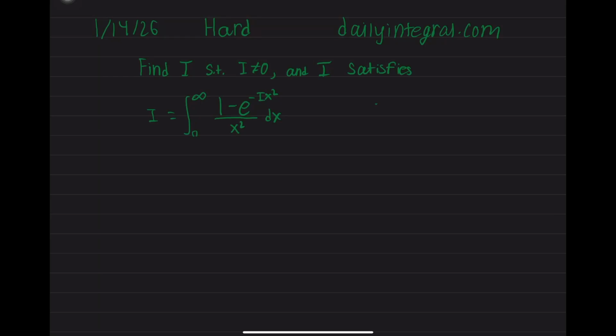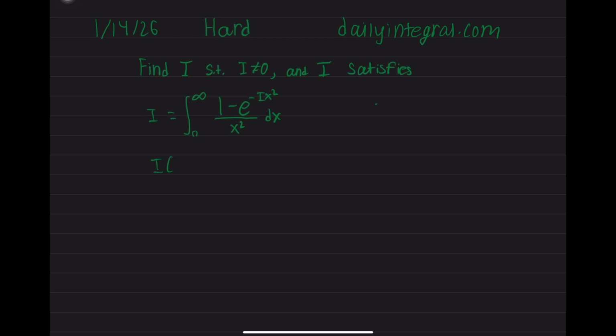This is the hard definite integral for today. Please pause and try it out for yourself, and we'll start. So we need to find I such that I is not equal to 0 and I satisfies this equation right here. We're going to do this using Feynman's technique.